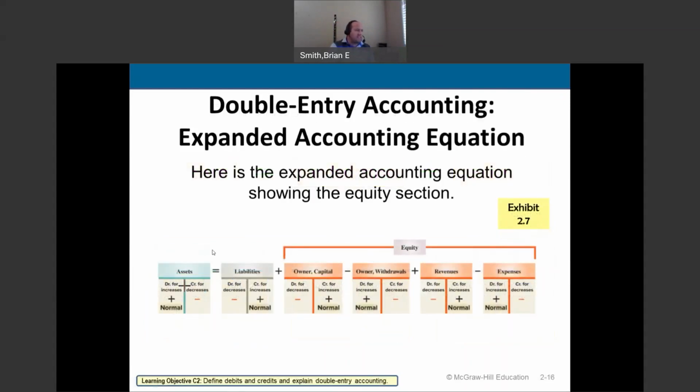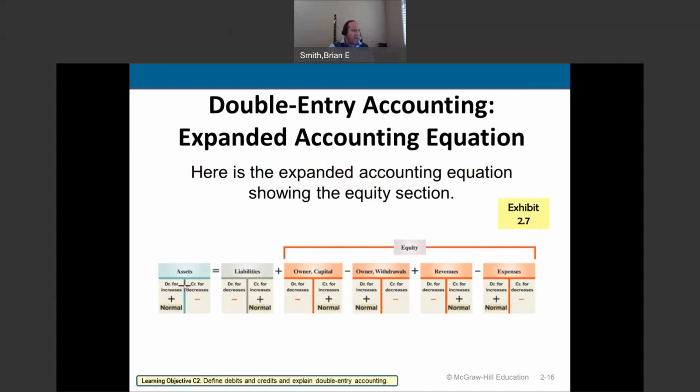When we look at assets here, debits are what's going to increase it. That's what this plus is. If you pause this video right now and write all these down, and every time you're doing homework or tests or anything else that you're allowed to use notes for, you need to have this on there. You need to have this as something to reference.